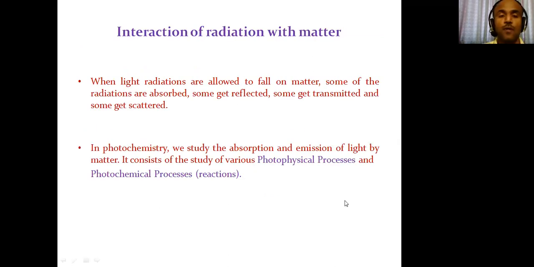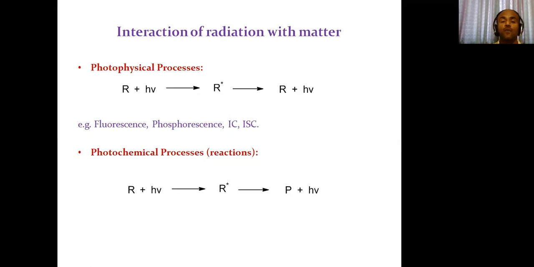Now, next point is about the interactions of radiations with matter. When light radiations are allowed to fall on matter, some of the radiations are absorbed, some get reflected, some get transmitted, and some get scattered. In photochemistry, we study the absorption and emission of light by matter. It consists of the study of various photophysical processes and photochemical processes. Now, with the help of these reactions, we can explain what is meant by photophysical process and photochemical process.